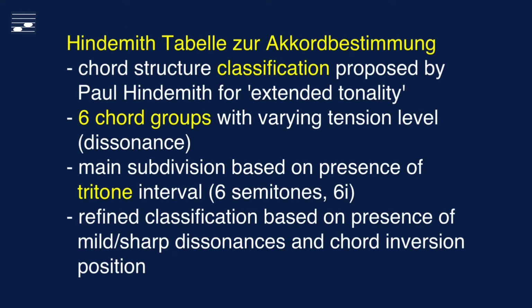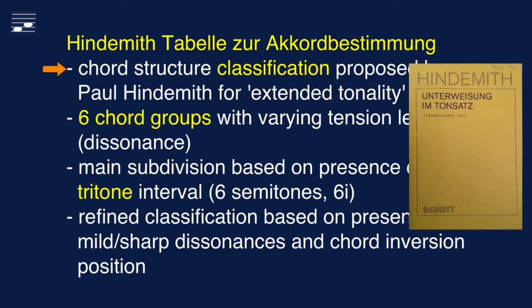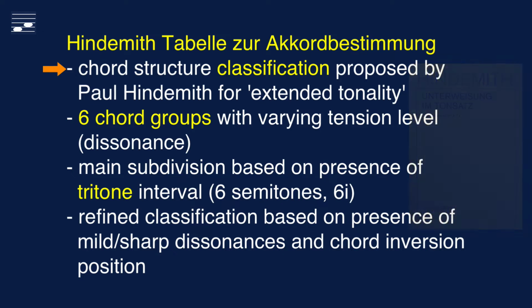The approach is to map the PC set interval vector onto the Hindemith chord group classification scheme for extended tonality, and then apply the result in Schillinger Diatonic-Symmetric Harmony, where the selection of the upper part chord structures over a diatonic lower part is another degree of freedom. Hindemith defines 6 chord groups, with main division based on the presence of the tritone, the 6 semitones interval. Subgroups are discerned based on the occurrence of dissonant intervals and the chord being in either root or inverted position.